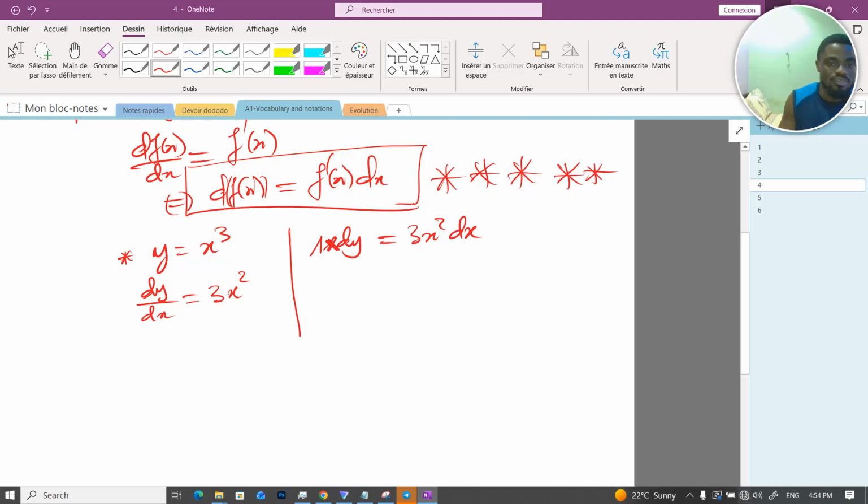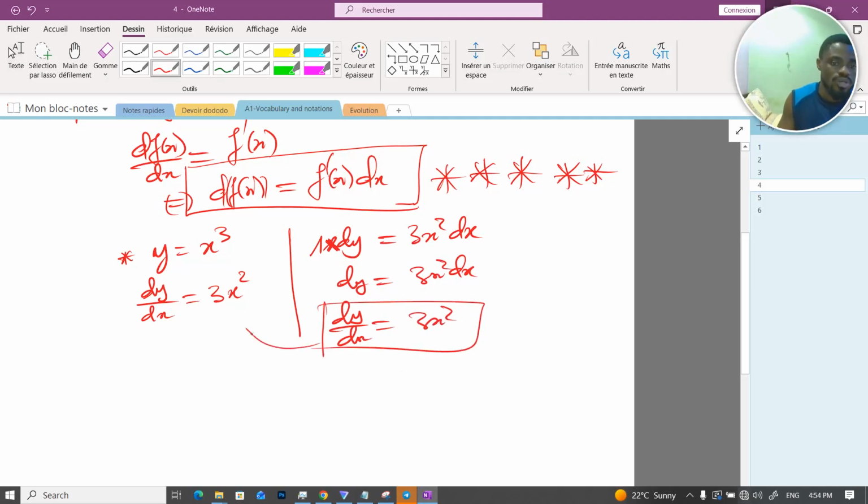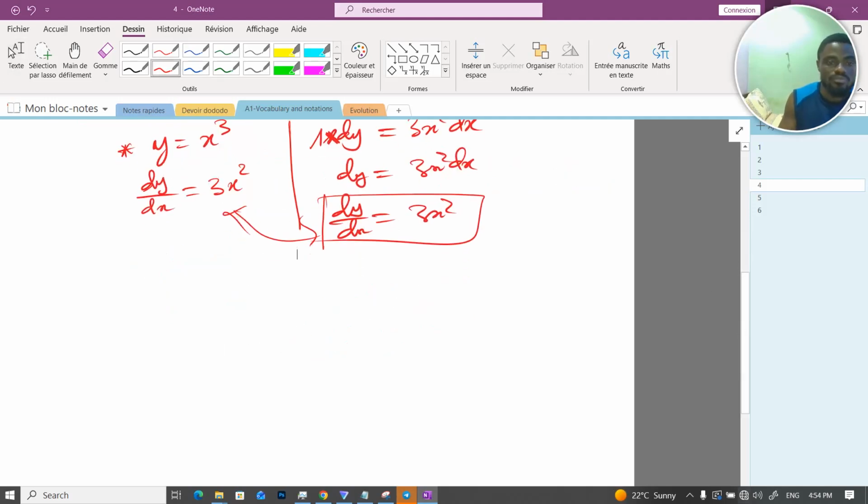You understand? So here you will be left with dy being equal to 3x squared dx. And if I bring dx on this side, this gives dy dx equals 3x squared. So we have the same answer. Let's take another example.